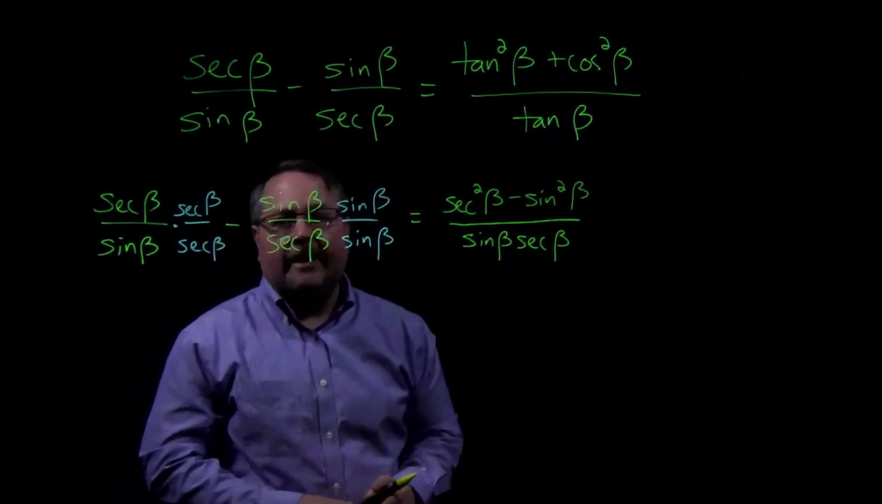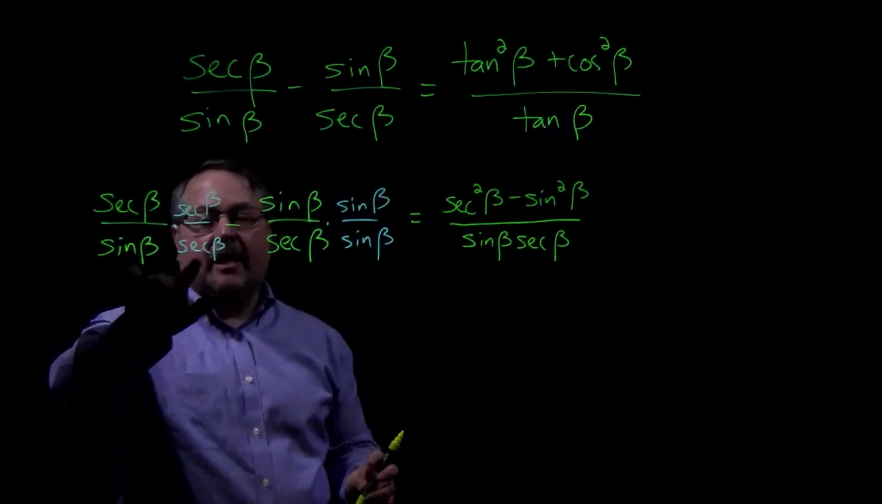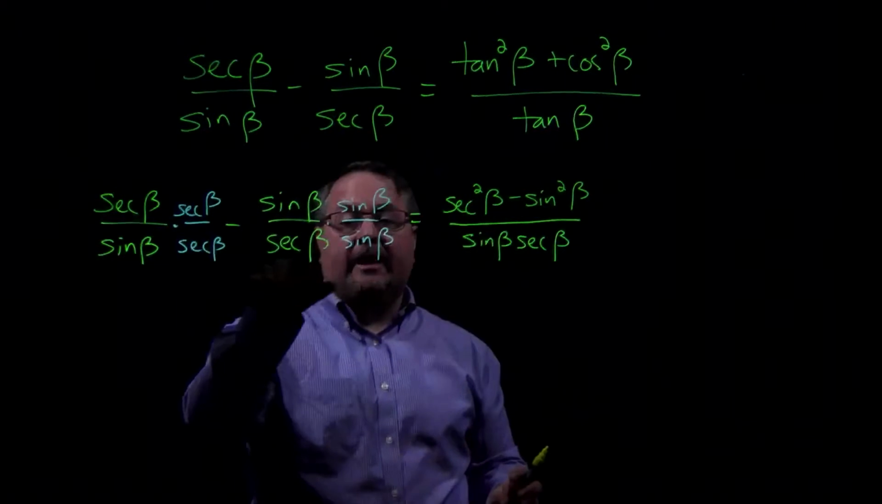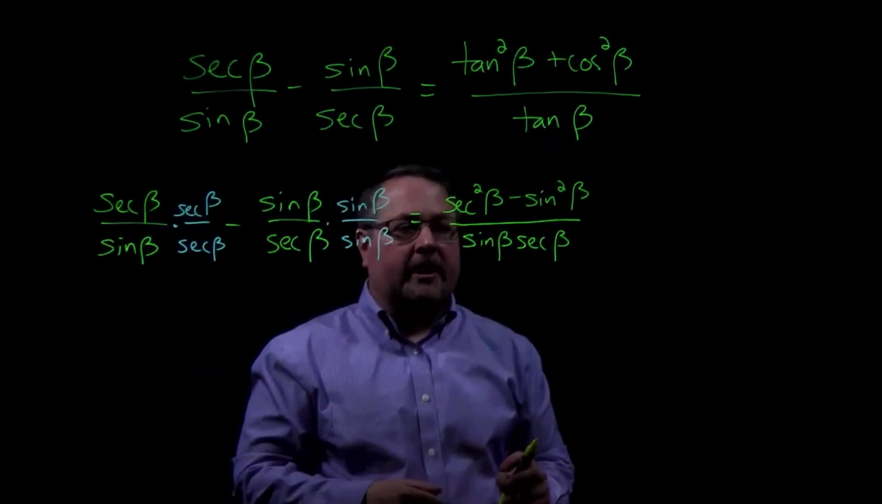Okay, so I did skip an intermediate step here. Notice that our first term is secant squared beta over sine beta secant beta. Our second term is sine squared beta over sine beta secant beta, so we can subtract those fractions because now we have a common denominator.